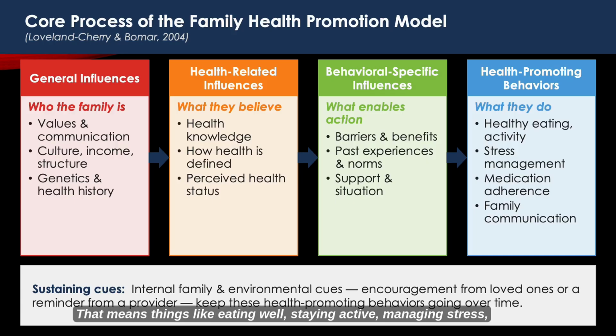That means things like eating well, staying active, managing stress, taking medication as prescribed, and communicating well as a family. The model also reminds us that internal family and environmental cues, such as encouragement from a loved one and reminders from a provider, help keep the behavior going over time. So to sum it up, the model follows a simple chain. Who the family is shapes what the family believes, what they believe shapes what they do, and what they do shapes the family's overall health and well-being.